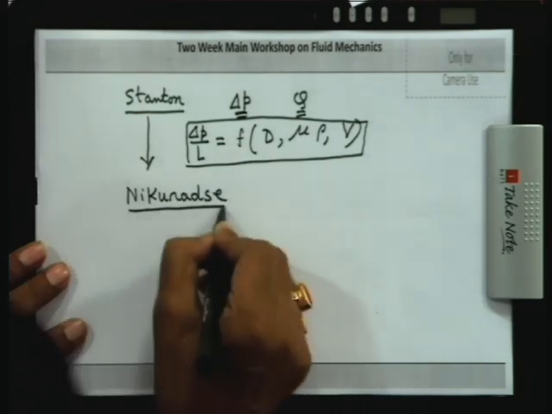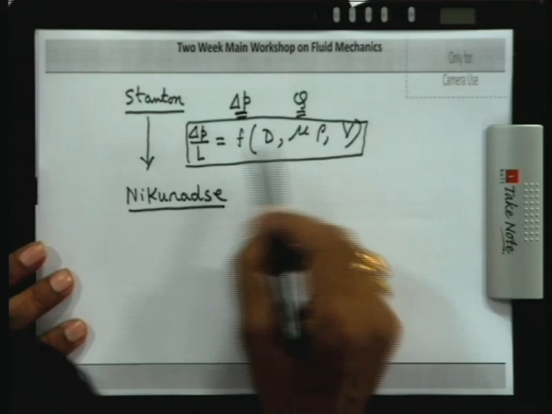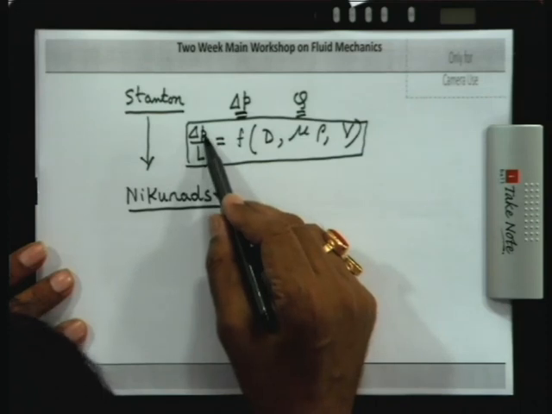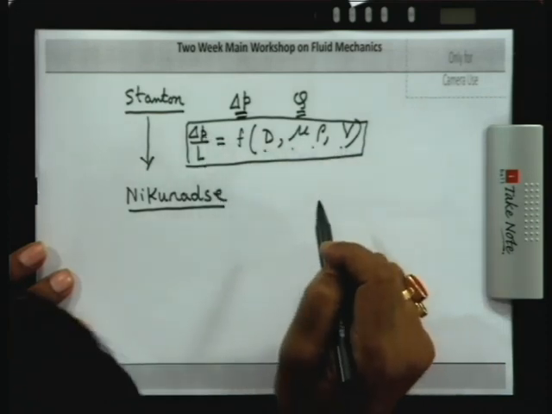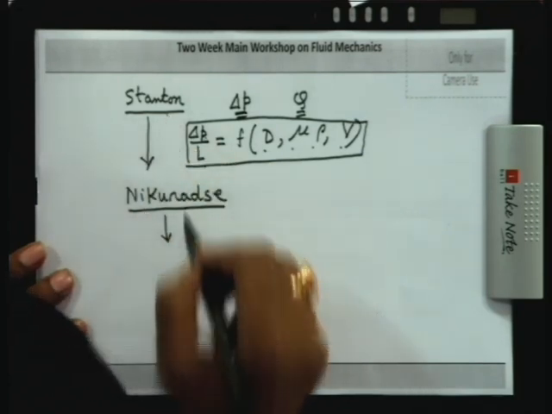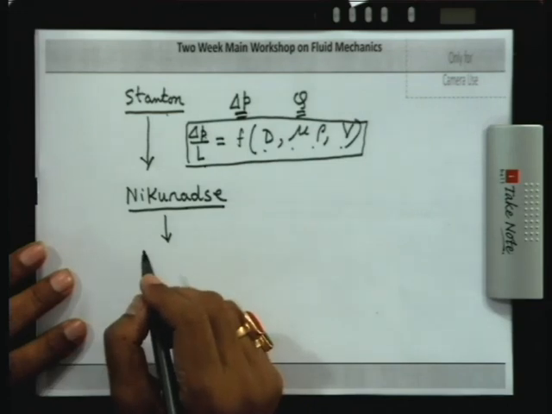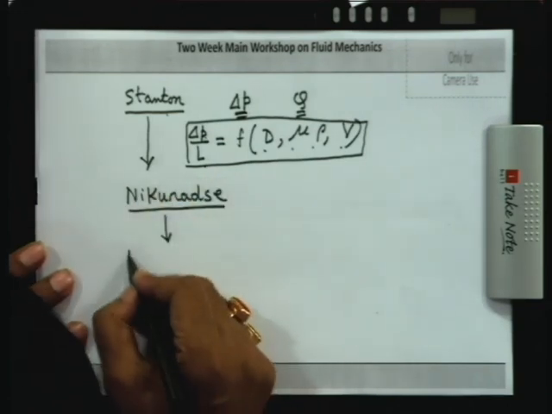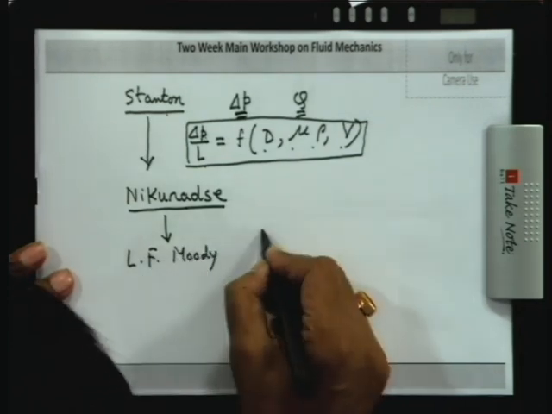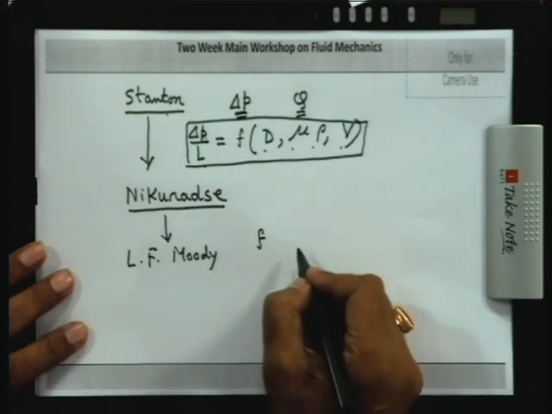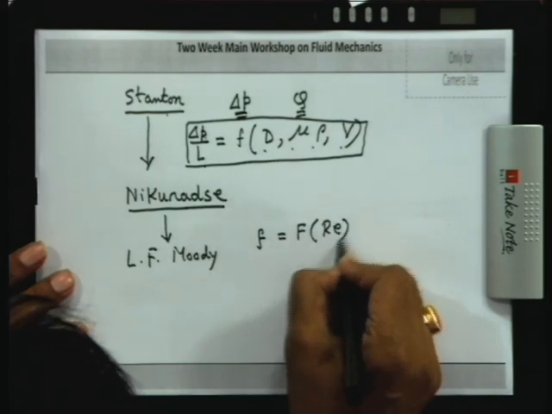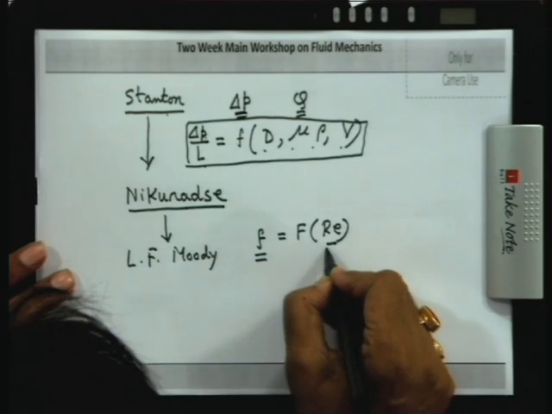who also did a series of experiments on pipe flow to develop this relationship, the dependence of pressure drop per unit length, or pressure drop over a given length, as a function of all these parameters. Then ultimately all this information given by Stanton and Nikuradse were comprehensively documented by L. A. Moody in terms of the friction factor, as I have defined, Darcy's friction factor, as a function of Reynolds number. From dimensional analysis also it is found that friction factor is a function of Reynolds number only.